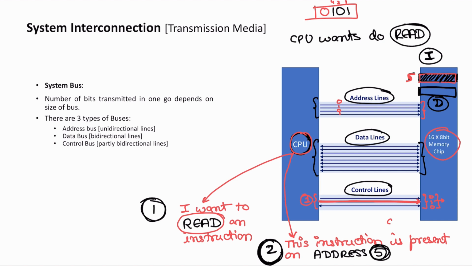Now these are the 3 types of buses. These lines cumulatively are called a bus. Address lines are nothing but the address bus, data lines are nothing but the data bus, and control lines are nothing but the control bus. I think this is clear, right? We can proceed. Let me erase this.